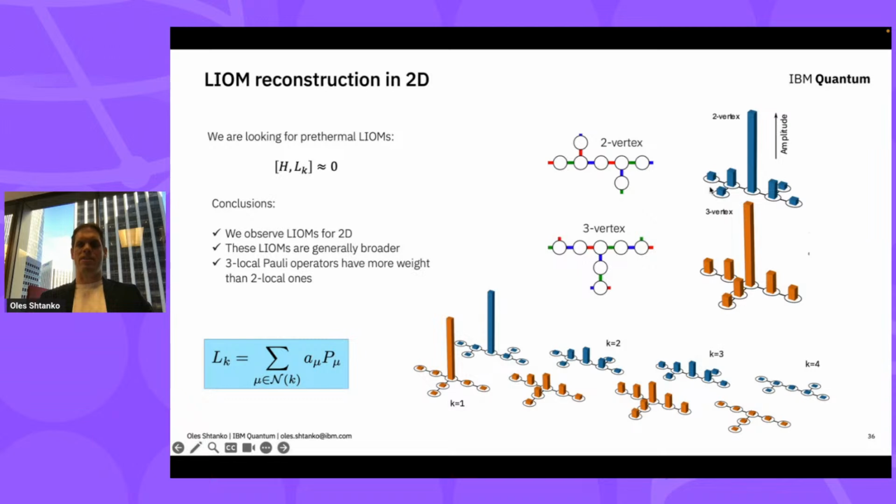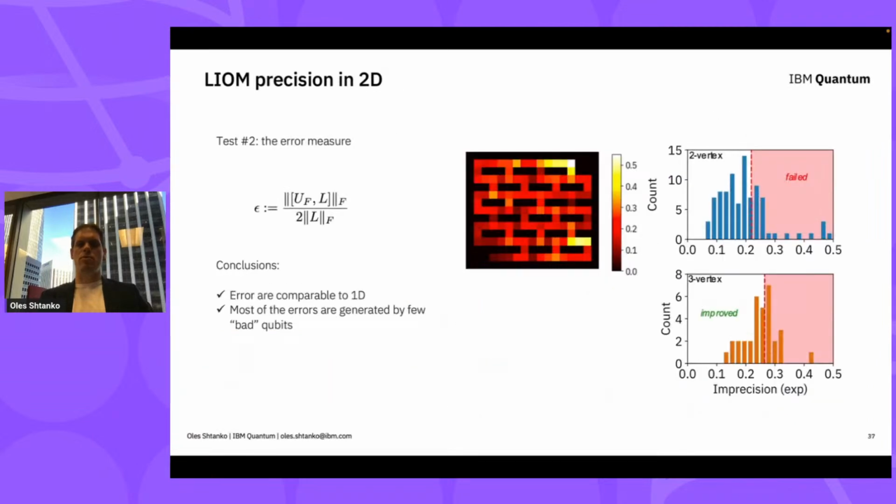And you can also study the profile of these ones. But essentially, the features you see in one dimension, they survive for 2 dimensions as well. For example, you see that you have an exponentially diminishing contribution for more non-local Paulis. And similar to 1 dimension, you can also define the precision with which you define the LIOMs using the same measure which we did before.